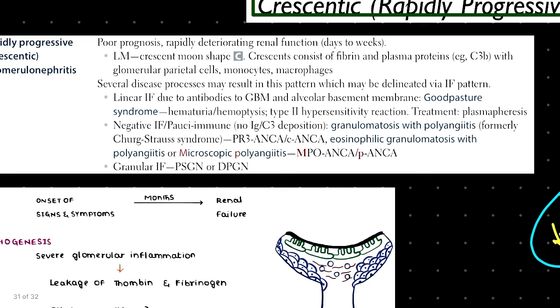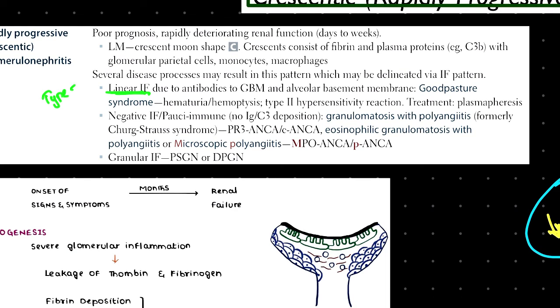Now several disease processes may result in this pattern, which may be delineated via immunofluorescence pattern. That means here it is saying that on the basis of immunofluorescence pattern, there can be the division of several types. Okay, now linear immunofluorescence. Yes, we know about linear immunofluorescence. Where was it found? It was found in type 1, right? Negative or Pauci immune was found in type 3, if you remember. Similarly, granular was found in type 2, right?